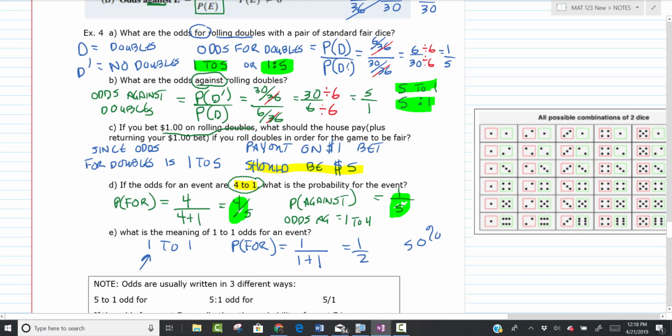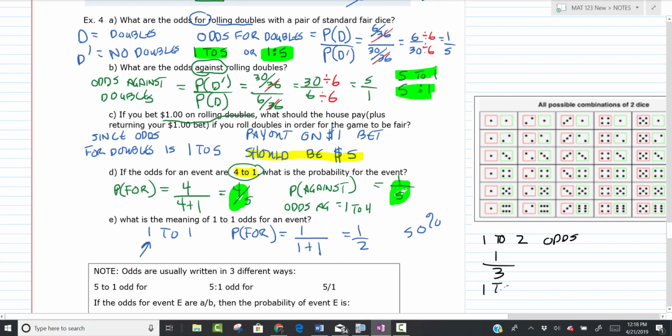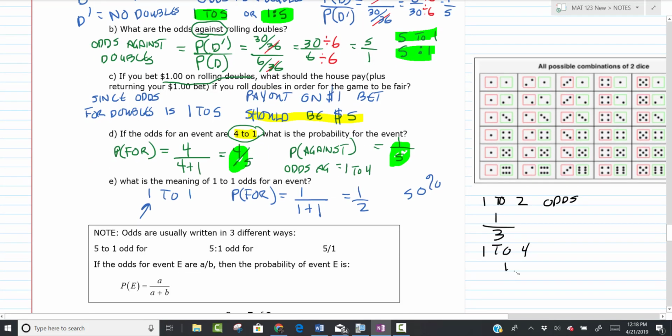Okay, so it's kind of good to see these things like this. So if you had 1 to 2 odds for, then that would be a 1/3 probability, and so forth. If you had 1 to 4 odds, that would be a 1/5 probability, and so forth like that. Okay, so those kind of things are kind of helpful to know.